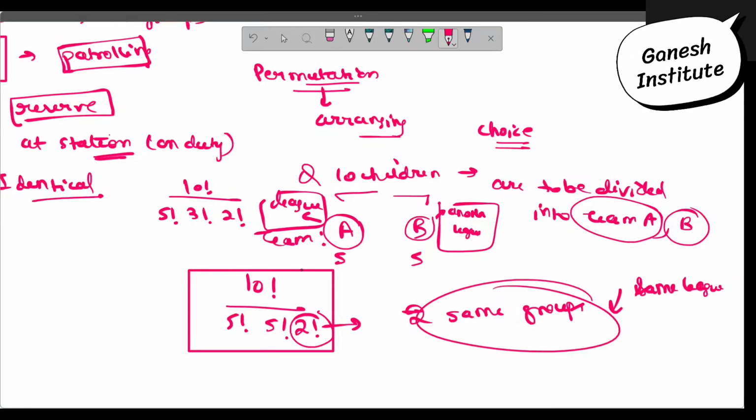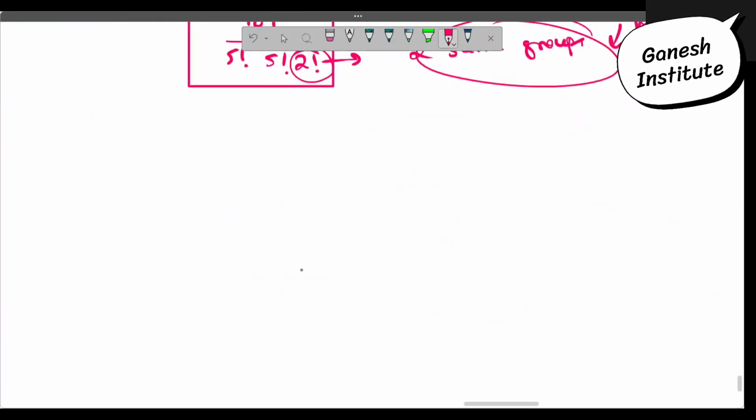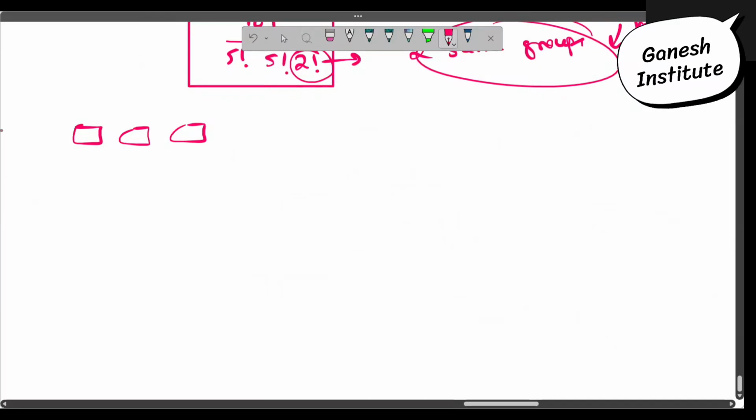So this is how these questions are a bit introspectory in nature. You have to see what keyword can take us where. Now there can be multiple ways also. Let me give you an example. Tell me how many different seven place license plates are possible?